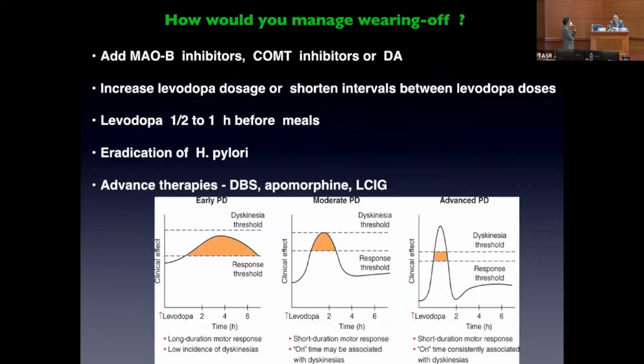So how would you manage wearing off? The first question. Number one, you could do add-on things like monoamine oxidase inhibitors, such as selegiline, COMT inhibitors, or dopamine agonists. Or you could increase the dosage of the levodopa or shorten the intervals between the levodopa doses, but I guess he's already taking it every 2-3 hours. Third, you may want to advise taking the medications before meals. And then there are some studies of eradication of H. pylori, which would help the absorption of the levodopa. And then lastly, advanced therapies such as DBS, apomorphine, and levodopa-carbidopa infusional gel.